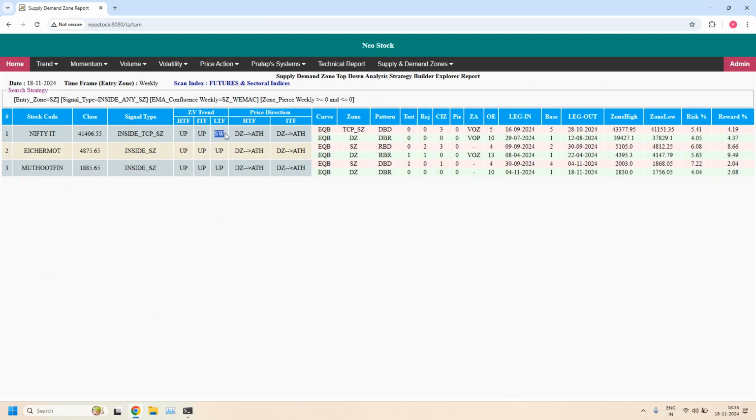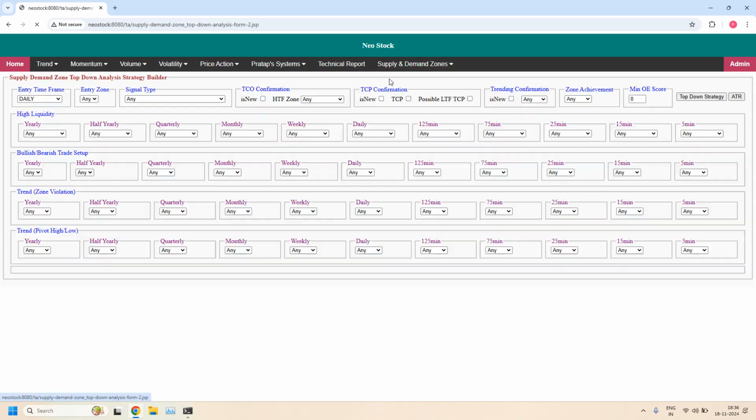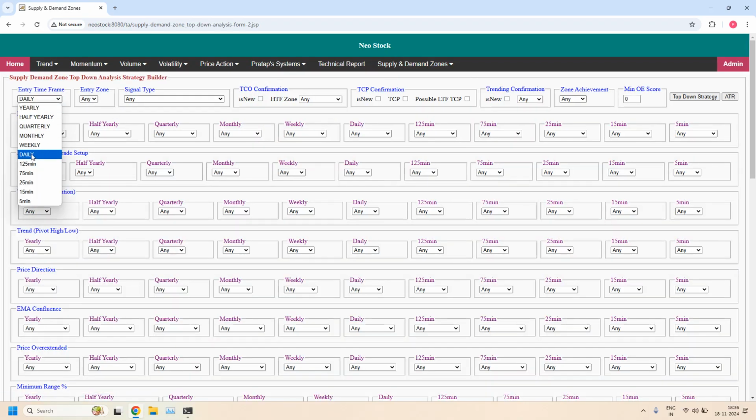First one is sideways, ignore it. Remaining all are bearish trade setups. They are not bearish, they are counter trend trade setups, because the trend is uptrend. Bearish trade setup, these stocks are not supported. Okay, this is about weekly time frame, and the next time frame is daily.